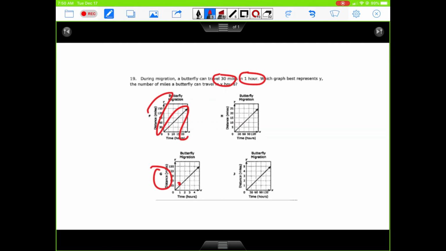H is saying 30 hours and 5 miles. That doesn't make sense. And J is saying 30 hours and 1 mile. Also doesn't make sense because we're looking for 30 miles in 1 hour. So G is the correct answer.